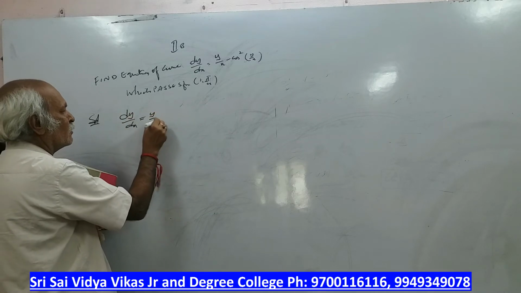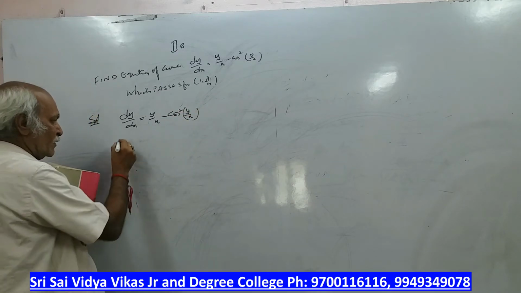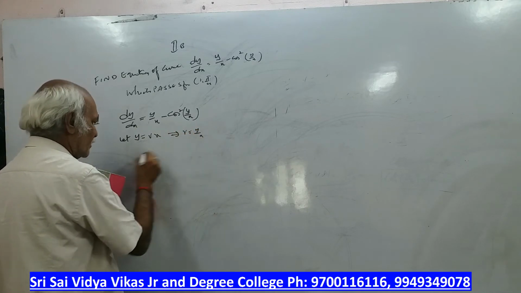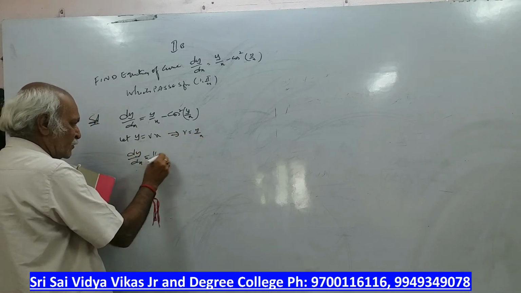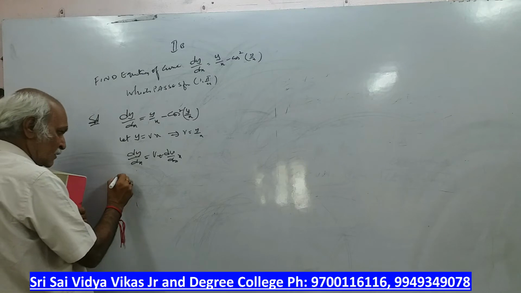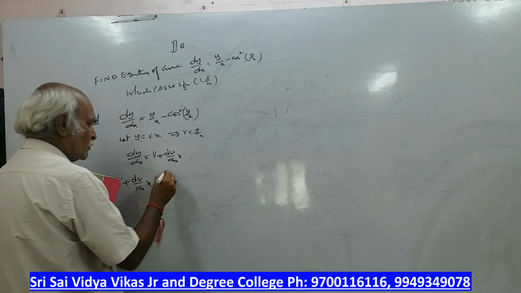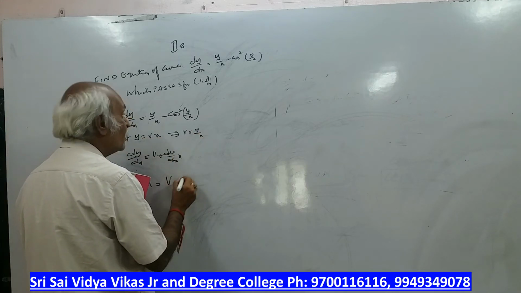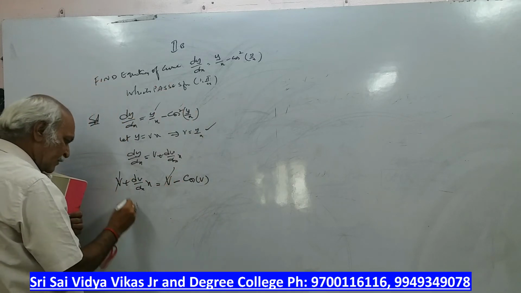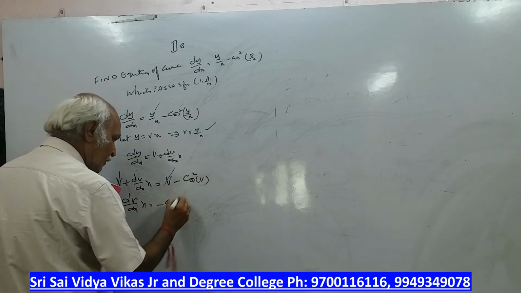dy by dx is equal to y by x minus cos square y by x. Let y is equal to vx, v is equal to y by x, dy by dx is equal to v plus dv by dx into x. Now I can replace: v plus x dv by dx is equal to y by x minus cos square y by x, that is v minus cos square v. Now v will get cancelled, so x dv by dx is equal to minus cos square v.